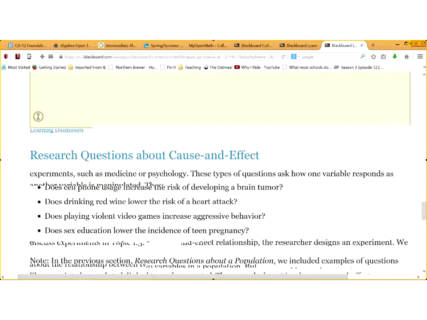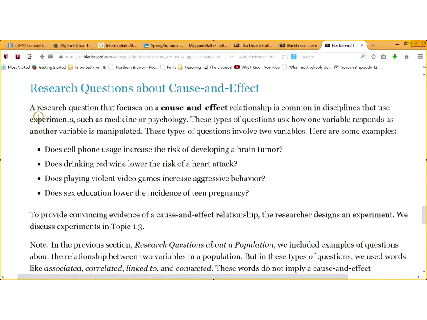And then instead of questions about a population, we might have a research question about cause and effect. This is common in disciplines, as it says, that use experiments such as medicine or psychology. These types of questions ask how one variable responds as another variable is manipulated. So we've got two variables in an experiment, at least. These types of questions involve two variables.